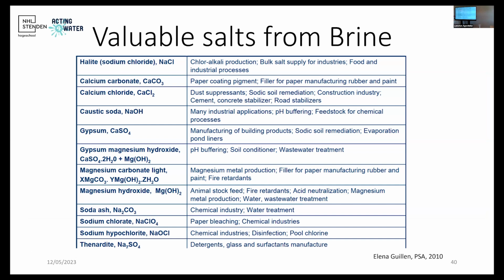There are many. As you can see in the table, calcium carbonate is very important for the paper industry. Calcium chloride is also used for cement or concrete stabilizers. Soda, gypsum, magnesium hydroxide can be used for animal feed, but there are also some studies done recently on the use of magnesium to justify the reinjection of this brine in wastewater systems. So you could improve the quality of, for example, the nutrients in your sludge treatment for agricultural use, and so on and so forth.